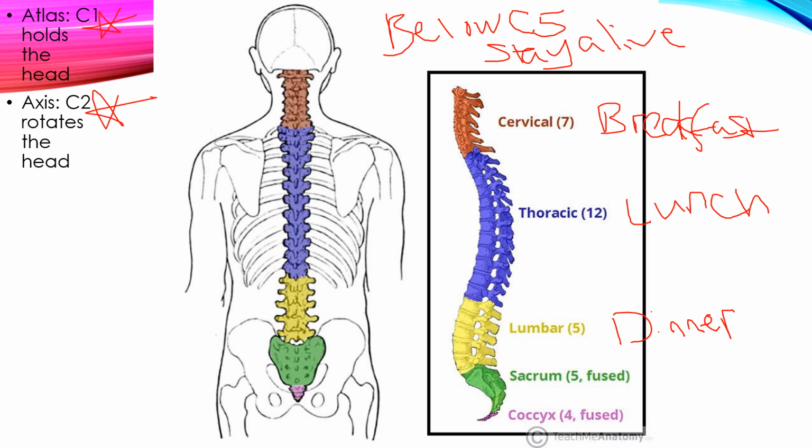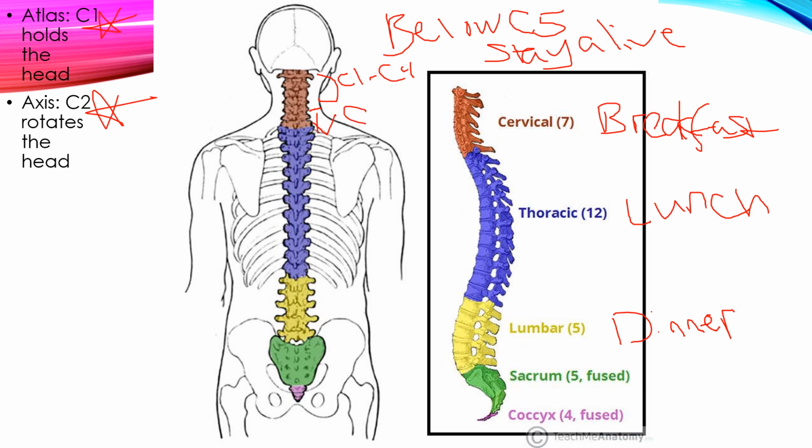The reason I say that is because most of your nerves that innervate vital organs such as your lungs and your heart are innervated right above C5. So if you have a break at 5 or below, you have a good chance of survival. Versus your C1 through C4, it's harder to survive because these are responsible for innervating your lungs, your diaphragm, very important things.